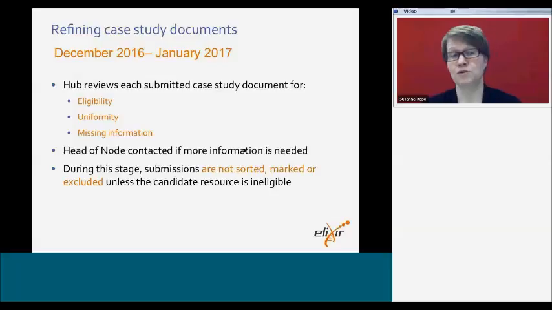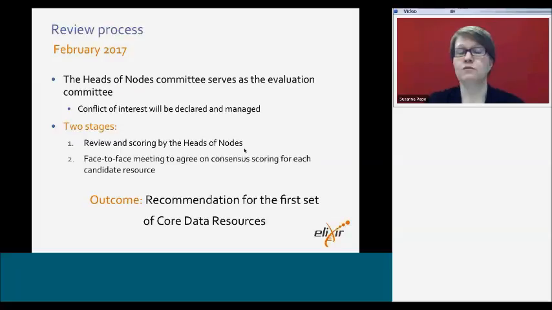It's also important to note that during this refinement period, we will not sort or mark or exclude any submissions unless the candidate resource is ineligible. This is really just to check for consistency, so that the review process will be easier and also more effective. And then the review process itself will take place in February.